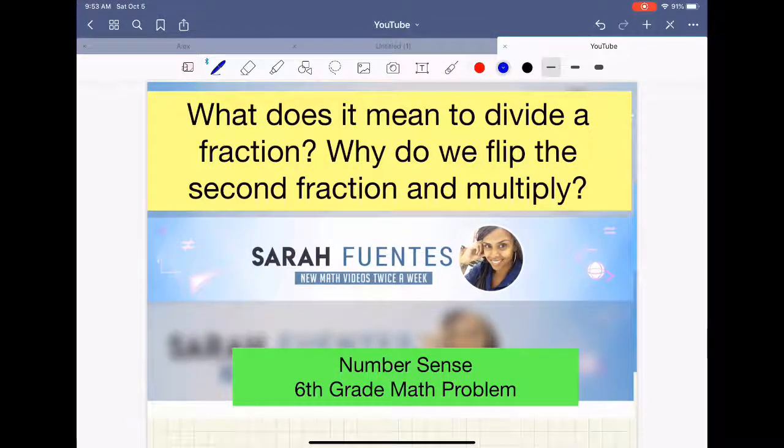And today's topic and lesson will be on dividing fractions. So my aim would be, what does it mean to divide a fraction, and why don't we flip that second fraction around and multiply? And this is a huge topic in sixth grade mathematics.